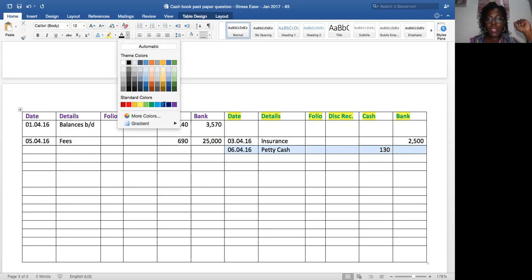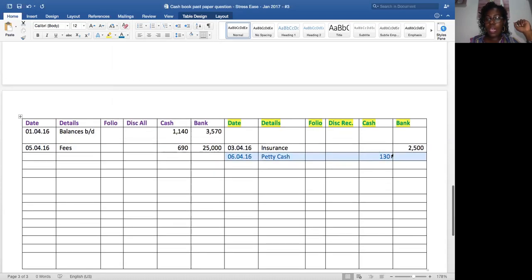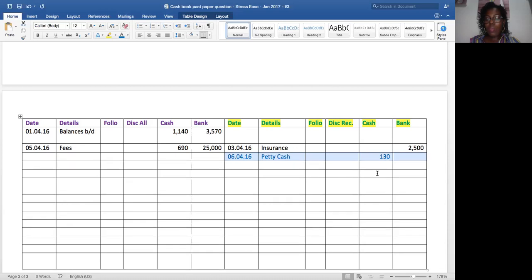The petty cash was removed from the business cash in hand, or the cash on the premises, or the cash account. So we have to put 130 on the credit side, but more importantly, it has to go under the cash column because that is where the 130 came from. It came out from the money that we have in our hand. Okay?